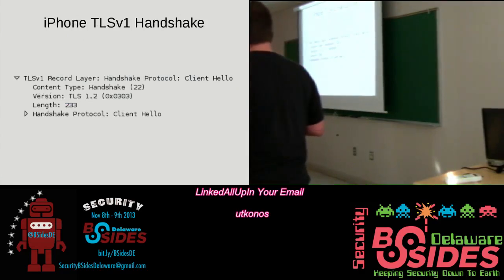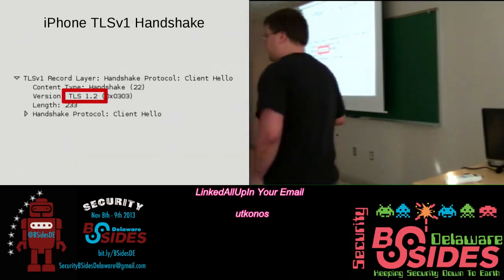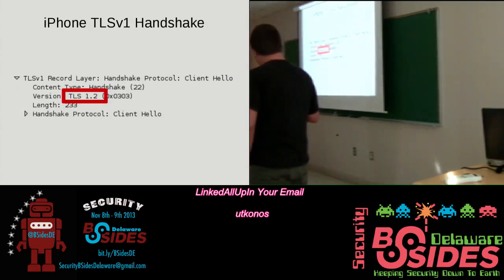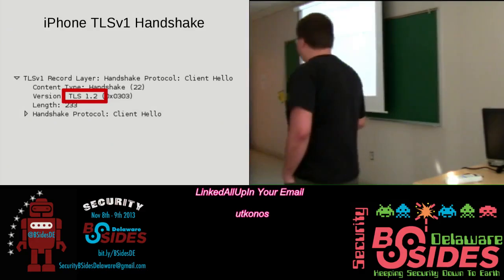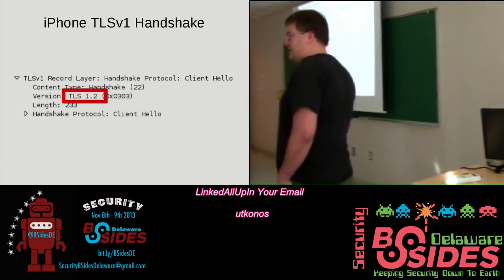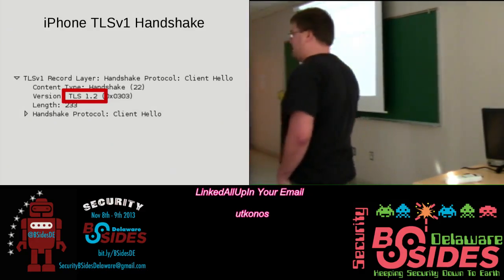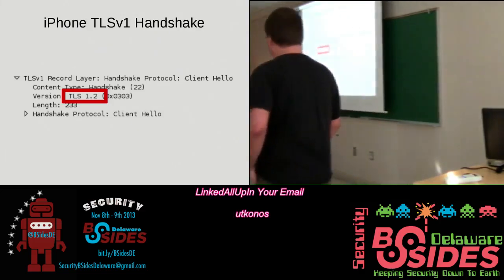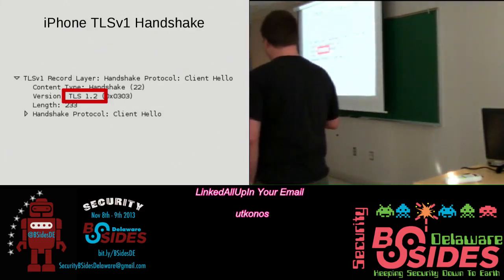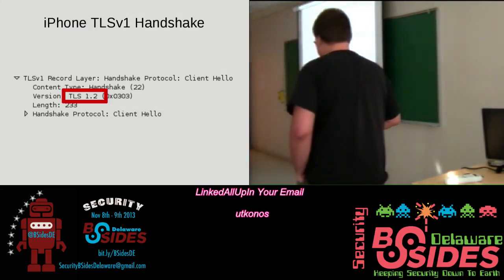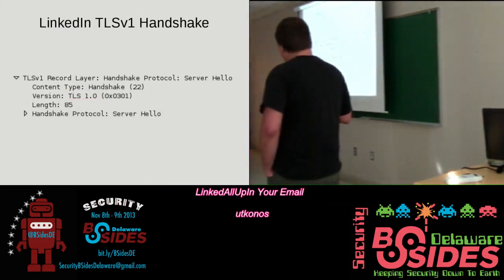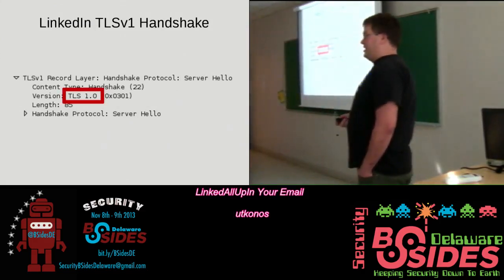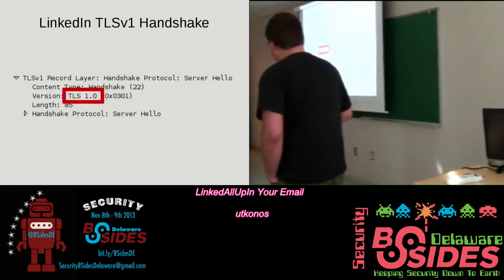And what it's doing is offering TLS 1.2 to the server, because Apple is on the ball and they've got the latest version of TLS encryption. In case you don't recognize it, TLS and SSL are a similar thing. TLS is just the newer versioning for that and a newer concept. TLS 1.2 is the latest and greatest of that. Then LinkedIn answers back and says, oh, I only have TLS 1.0. So that's a little bit interesting.